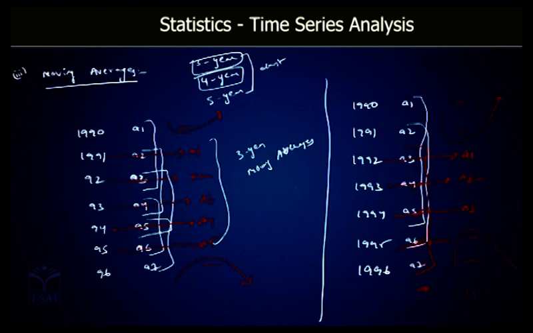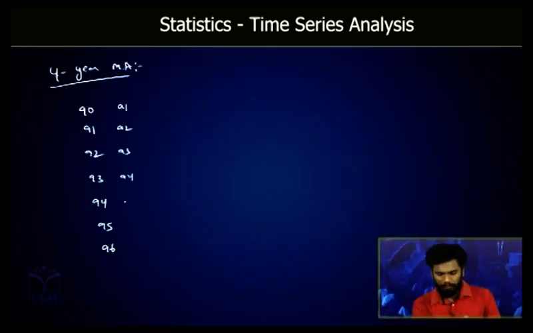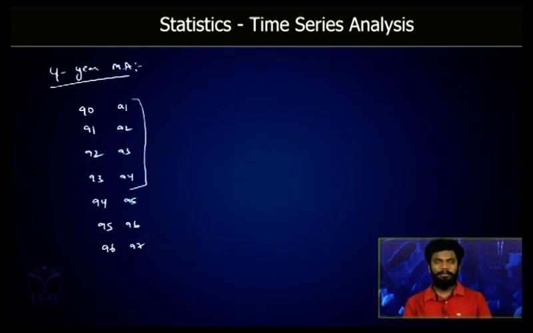Now let us see the 4-year moving average. Consider data points 90, 91, 92, 93, 94, 95, 96. Consider the values A1, A2, A3, A4, A5, A6 and A7. Now find the 4 years average of A1, A2, A3 and A4.